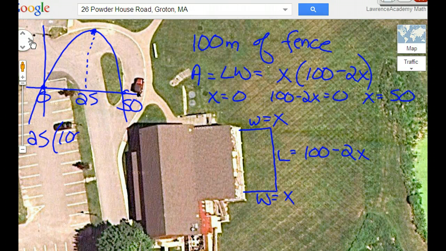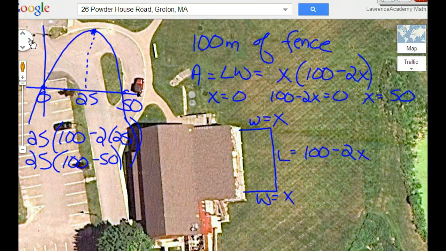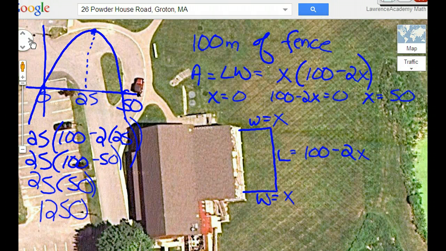25 times (100 minus 2 times 25). 25 times (100 minus 50). Okay, I think I'm going to be able to figure this out. Make sure I got the right number of parentheses. 25 times 50 equals 1,250. Now let's see. I've left out the units of length, but this was meters, and that was meters, and this is meters. So this is meters times meters, or meters squared.